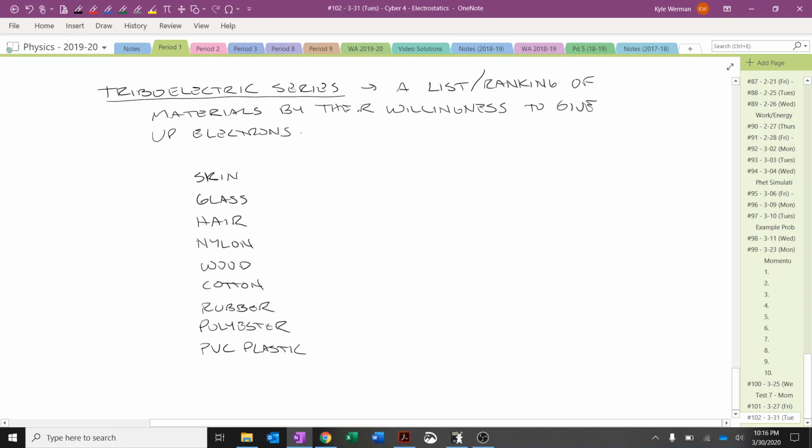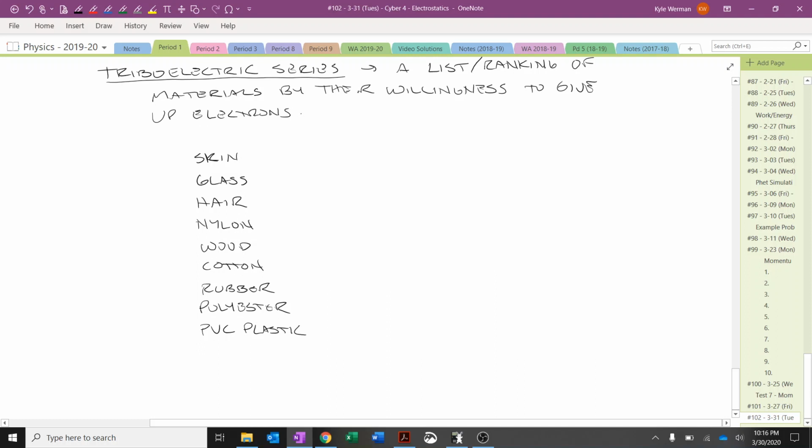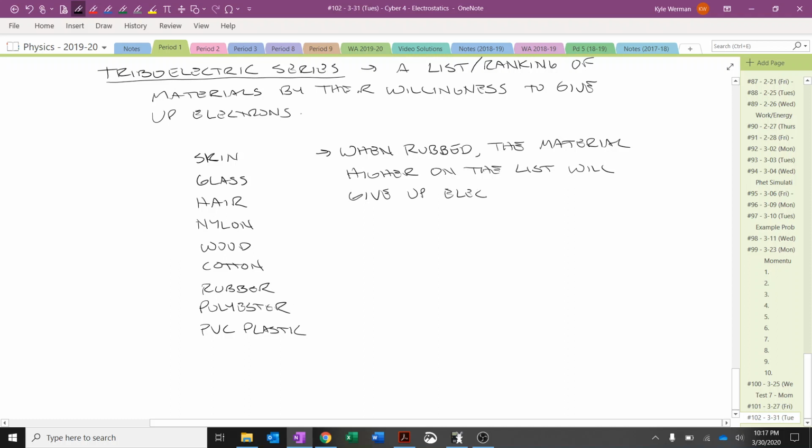And what you need to understand is that if you were to rub any two of these materials, the material that is higher on the list will be the one that gives up its electrons when there's friction, when rubbed. And as a result, if it's the one giving up, what kind of charge would it have? Well, it would then be positively charged, because it will be missing electrons now and therefore have a greater number of protons than electrons.